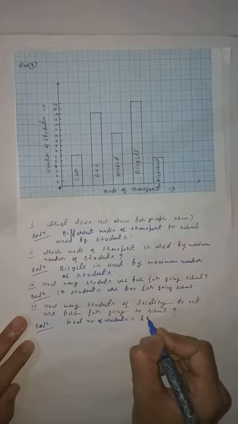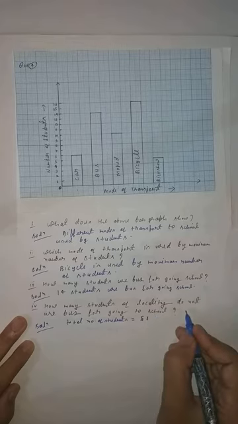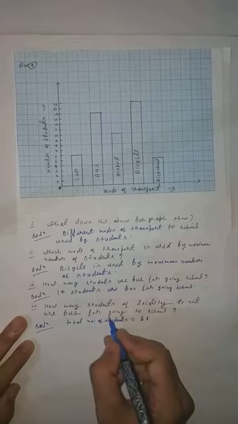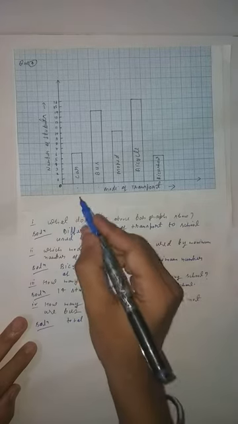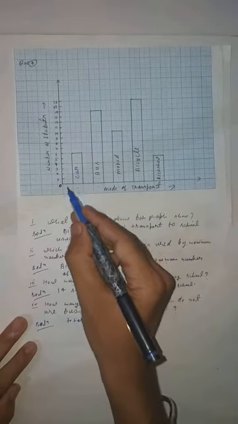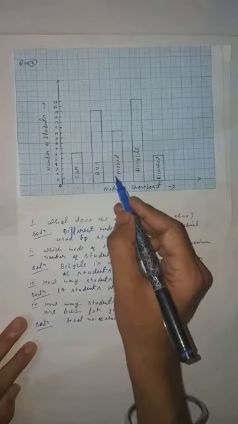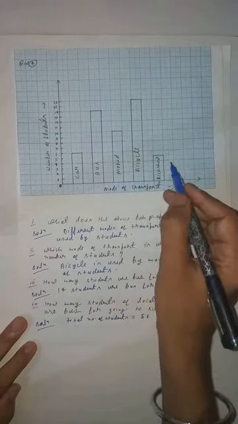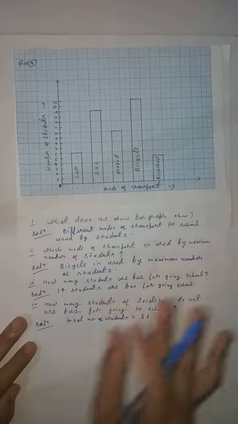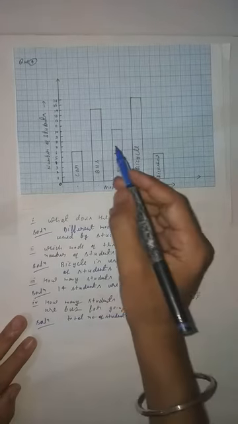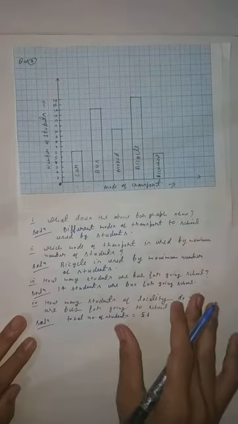Clear, students? Now you have to find out how many students of the locality do not use the bus for going to school. It means the students going by car are not using the bus, moped not using the bus, bicycle not using the bus, rickshaw not using the bus. Only 14 students are using the bus. You have to find the number of students who are not going by bus.